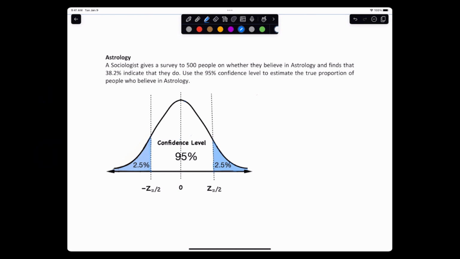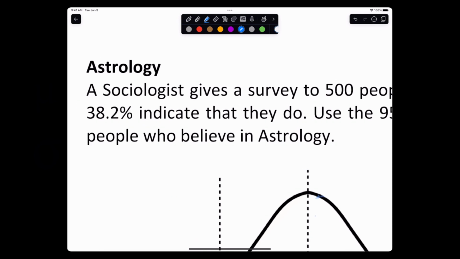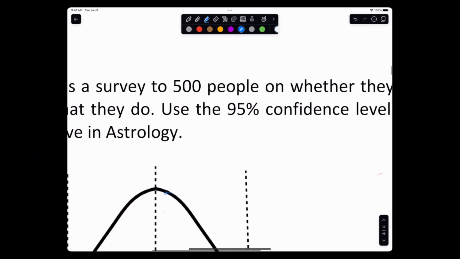Here, ladies and gentlemen, is a nice astrology question. Just so you guys can appreciate this. And again, other subjects get to talk about all this fun stuff. Mathematicians, we got it solved for X. A sociologist gives a survey of what?